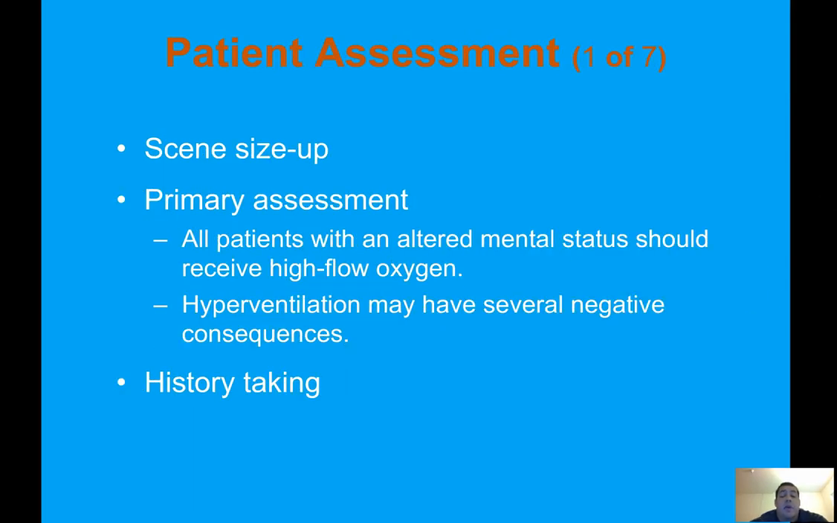Okay, so patient assessment: scene size up. Primary assessment: all patients with altered mental status should receive high flow oxygen. Hyperventilation may have several negative consequences. So anybody with altered mental status, yes, they're going to receive high flow oxygen. You're probably going to put them on a non-rebreather at 15 liters per minute, just in case their brain isn't getting enough oxygen.